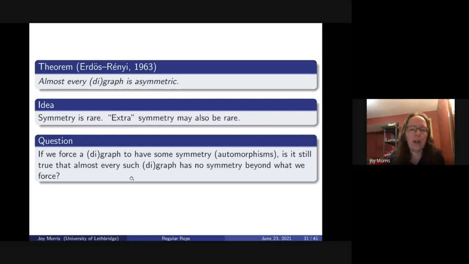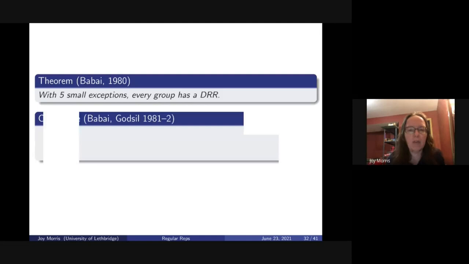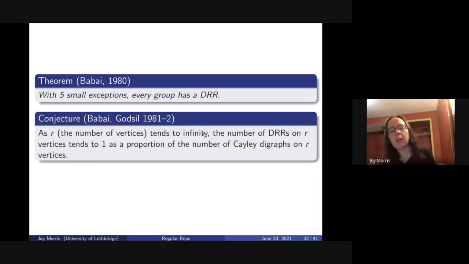If we force a graph or digraph to have some symmetry, is it still true that it will almost always have no symmetry beyond the symmetry that we force it to have? So again, Babai in 1980 showed that with five small exceptions, every group has a DRR. And Babai and Godsil in 1981 and 82, a couple of papers, conjectured that as the number of vertices tends to infinity, the number of digraphical regular representations on that number of vertices tends to 1 as a proportion of the number of Cayley digraphs on R vertices. There are different ways of making this very precise, but this was their conjecture, that essentially almost every Cayley digraph is a DRR.